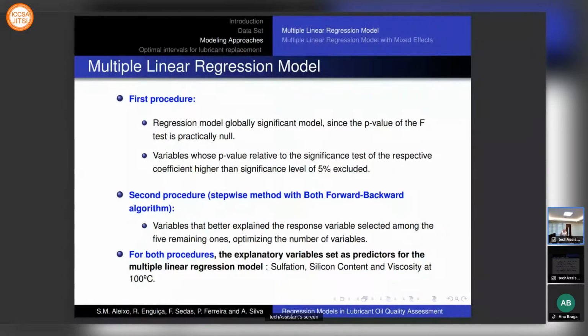5%. The second procedure is the stepwise method with both forward-backward algorithm, where the variables that better explain the response variable are selected among the 5 remaining ones, optimizing the number of variables. But for both procedures, the explanatory variables were the same: sulfatation, silicon content, and viscosity at 100 degrees.